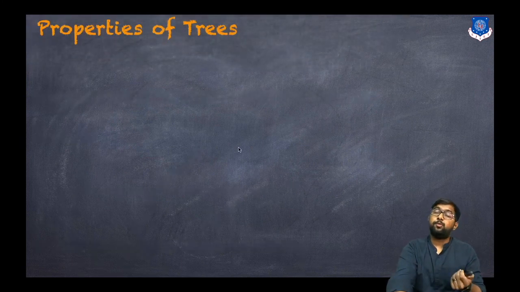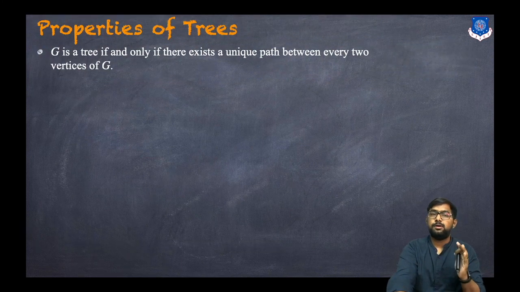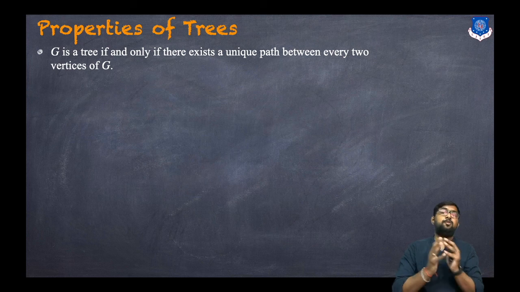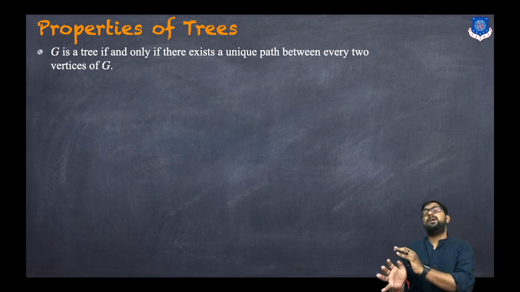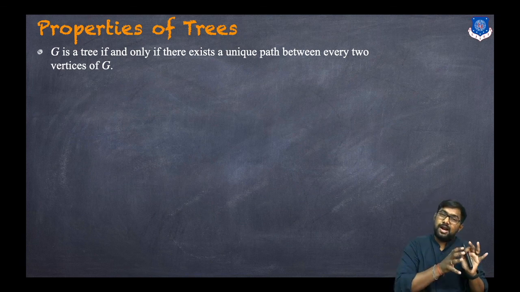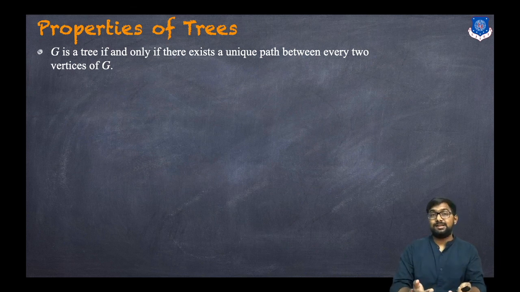What are the properties of trees? G is a tree if and only if there exists a unique path between every two vertices of G. So we have this property. That means if it is a tree, there exists a unique path between every two vertices of G, and also the converse: if in a graph there exists a unique path between every two vertices of G, then we can say that it is a tree.